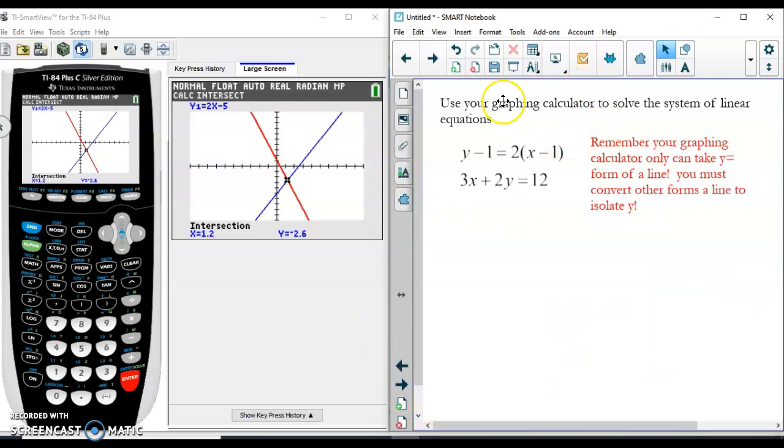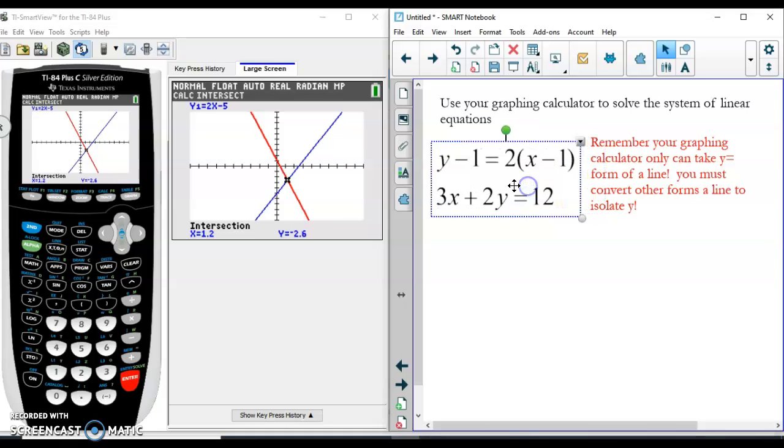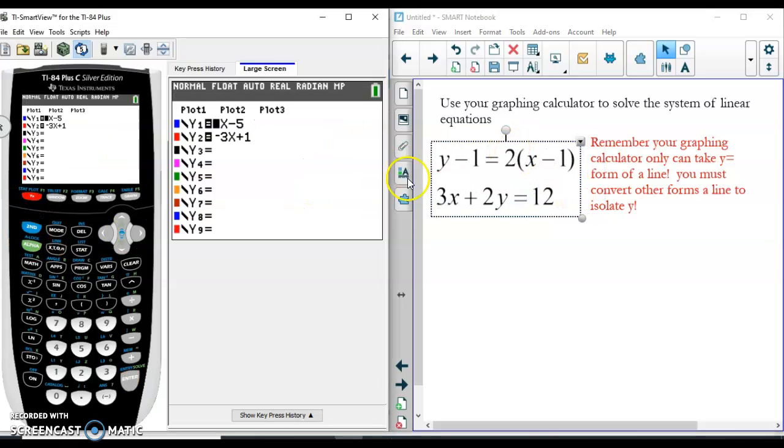For another example that's important, if I was going to graph this on my graphing calculator, what's really important to remember when we're working with lines is our calculator can only take the y equals form of a line. When I go here, I cannot enter any of these other things. So we will need to convert.